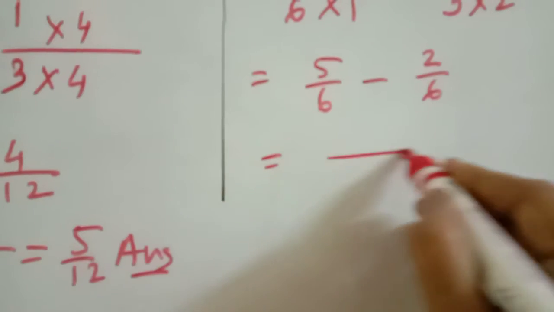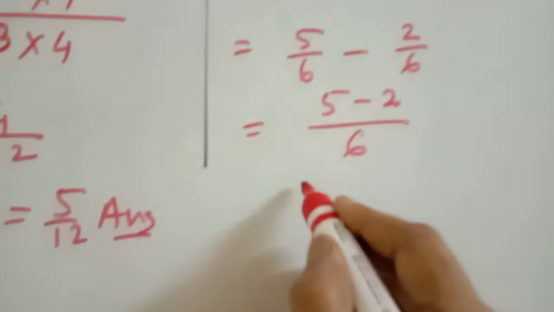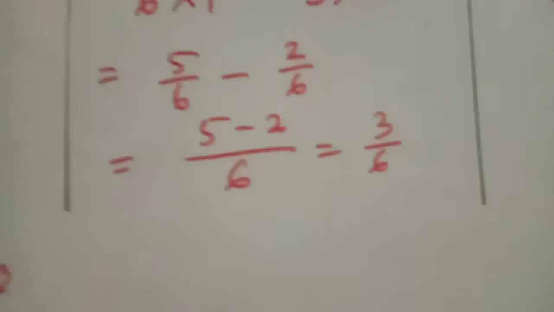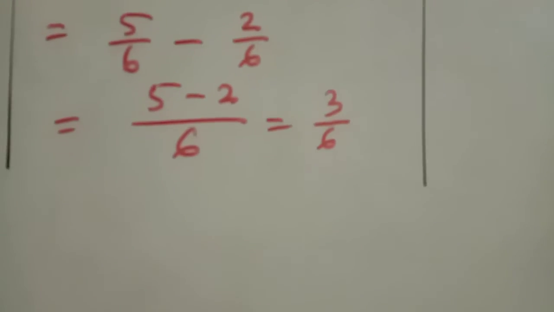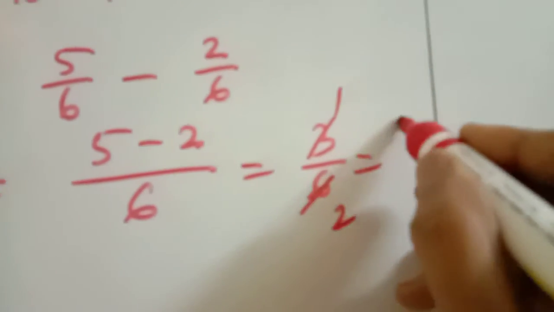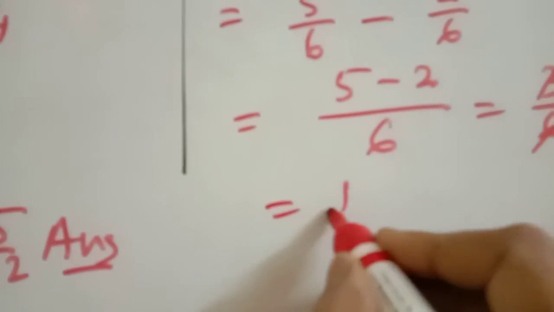Now what will you do? The denominator is common now, 6. Now 5 minus 2, the result is 3 by 6. You can leave the sum here also, and if you want to do the cancellation, that means 3 1s are 3, 3 2s are 6. 1 by 2 will be the correct answer. Then it will be 1 by 2.